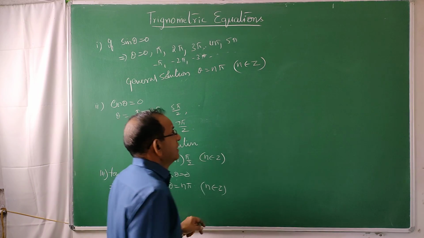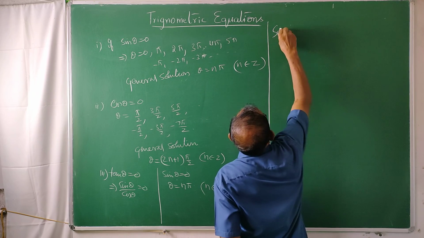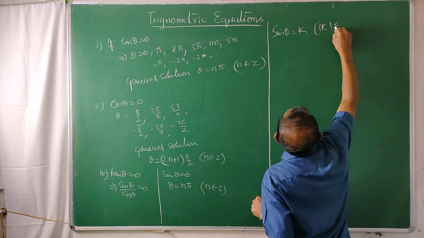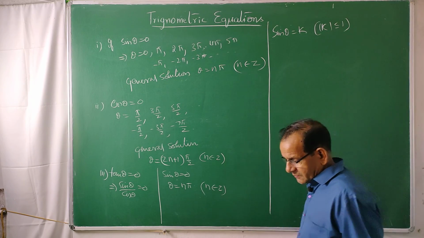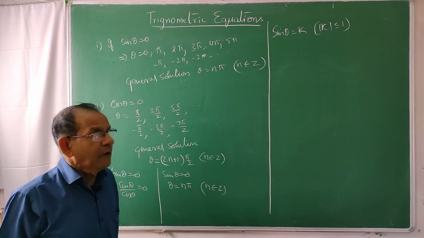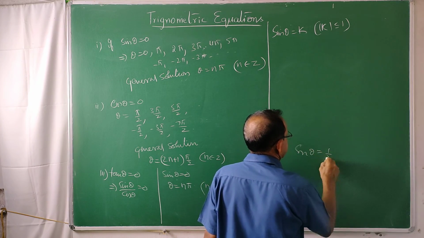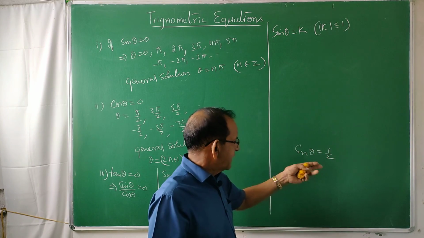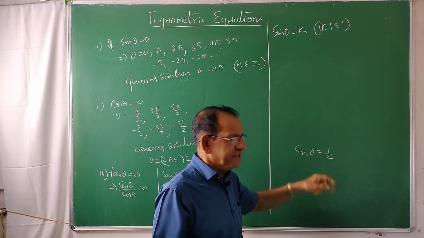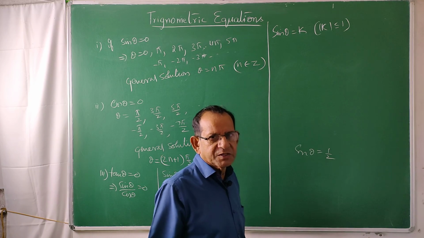Suppose some value is given like this: sin theta is equal to k. Then modulus of k should be less than or equal to 1. That means the values of sin theta always lie between minus 1 and plus 1. Now for that, suppose sin theta is equal to 1 by 2 is given, we can find an angle 30 degrees for theta in between minus 90 and plus 90. That value is called the principal value.